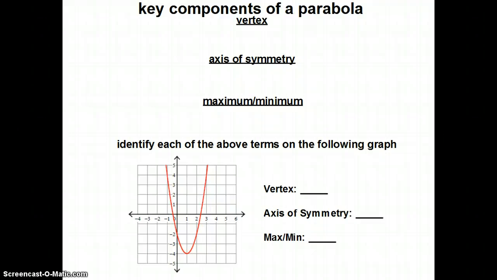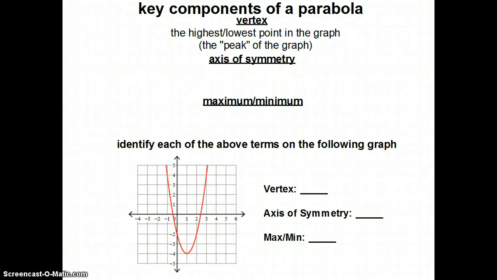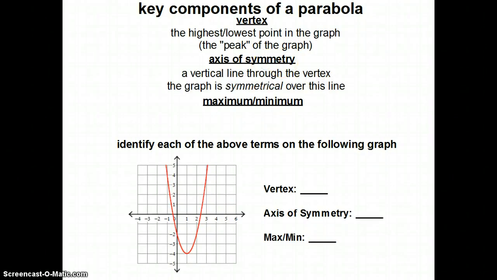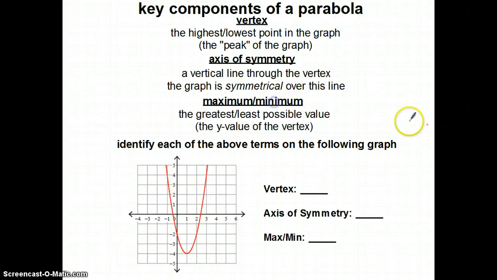Okay, real quick, we're going to go over some key components of a parabola. The first is the vertex, which is the highest or lowest point in the graph, which can also be the peak of the graph. The axis of symmetry is a vertical line through the vertex. The graph is symmetrical over this line. And then the maximum and minimum are the greatest or least possible value, and that is the y value of the vertex. So let's identify each of the above terms in the following graph.